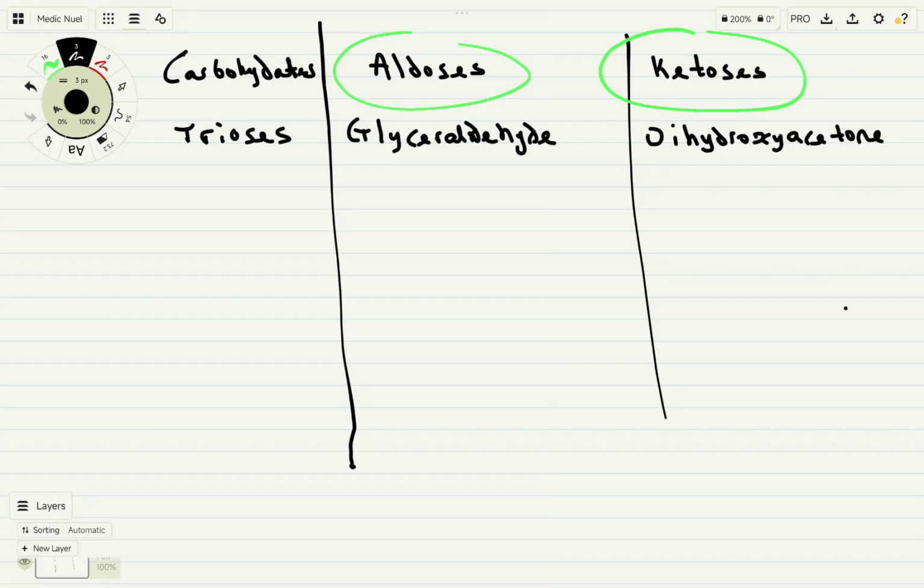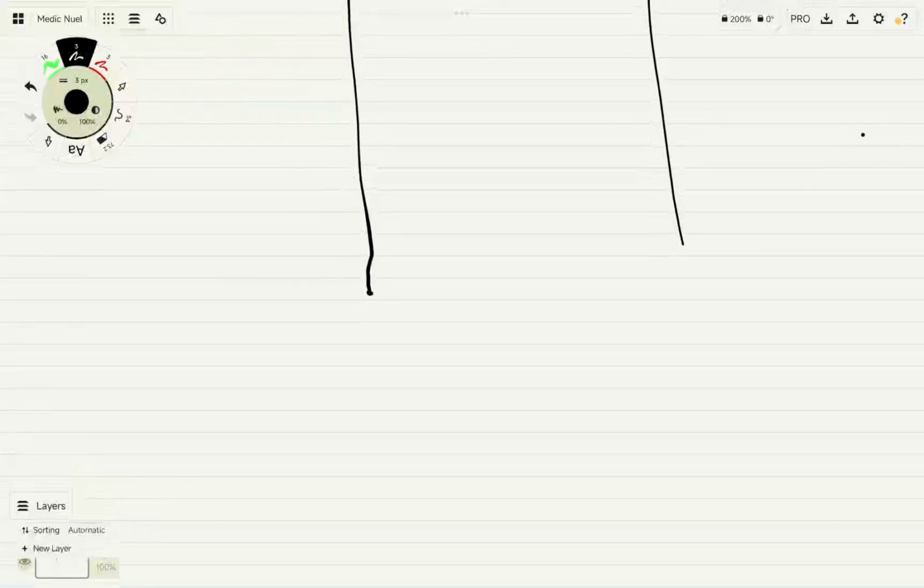Now you must be wondering, why is it called glyceraldehyde? Why is it called dihydroxyacetone? Now let me draw the structure for you guys. Before we begin, one thing you need to know is that carbohydrates are derived from glycerol. Now what's glycerol? Let me write it out for you guys.